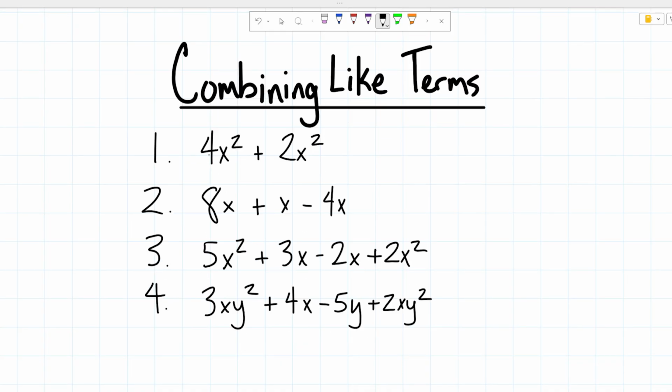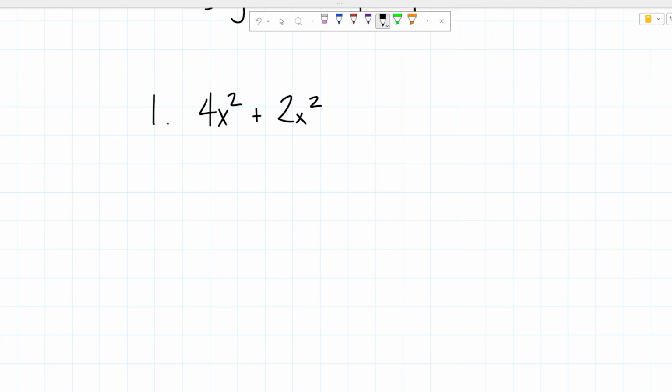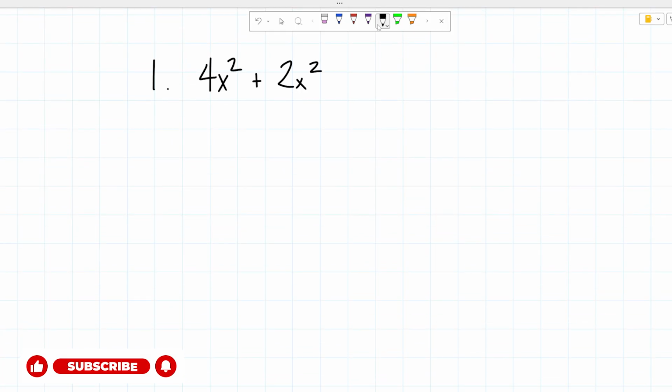So the first problem we have here is 4x squared plus 2x squared. Let's scroll down here and have a nice blank sheet so we can work on it, and we'll walk our way through it. First, we need to talk about some terminology. This whole entire thing here is what we call an expression. An expression is made up of terms, and we're on the lookout for terms that are alike. Let me break this down a little bit further.